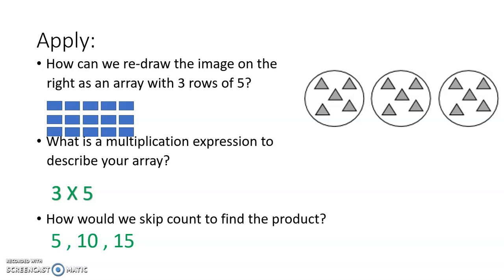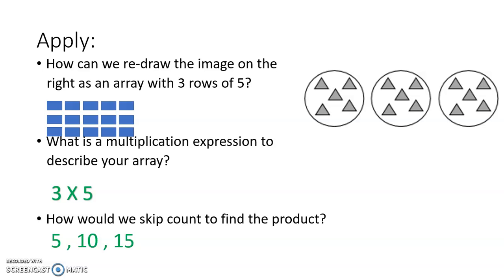Yes, there are 3 rows. Times, how many rectangles are in each row? 5. So 3 times 5. That's your multiplication expression. No need to put an equal sign. No need to put an answer. You just need the factors. What are you going to write?